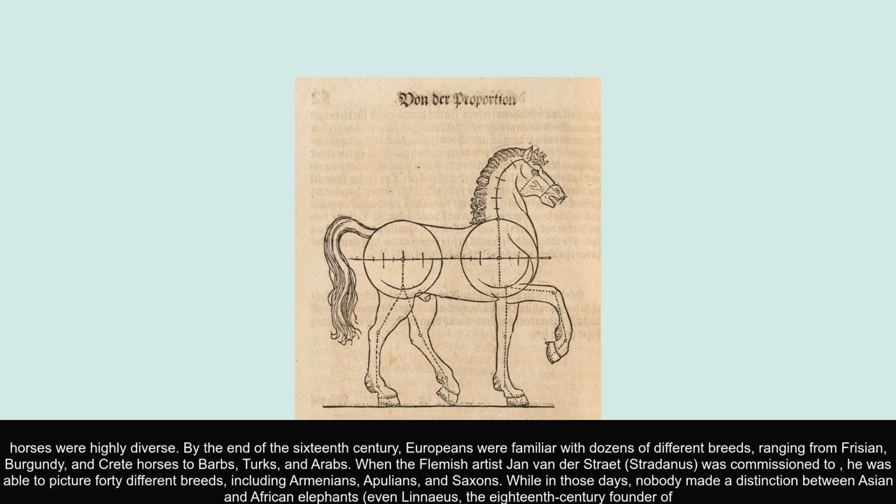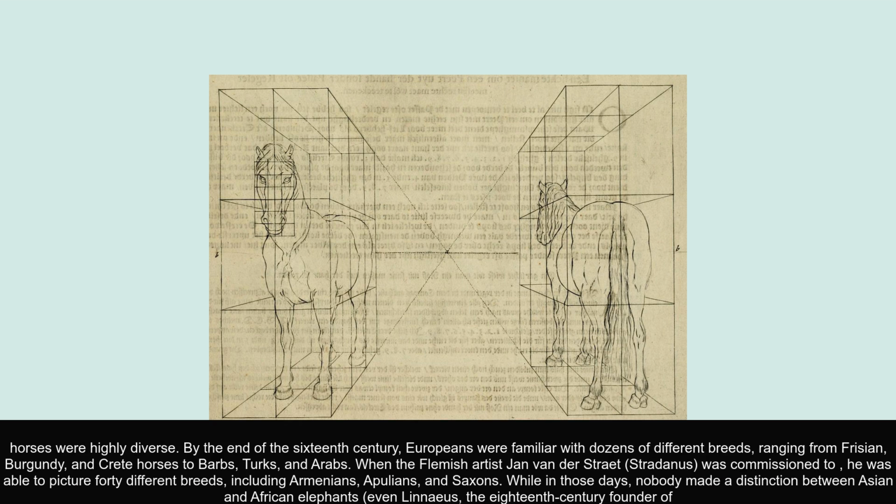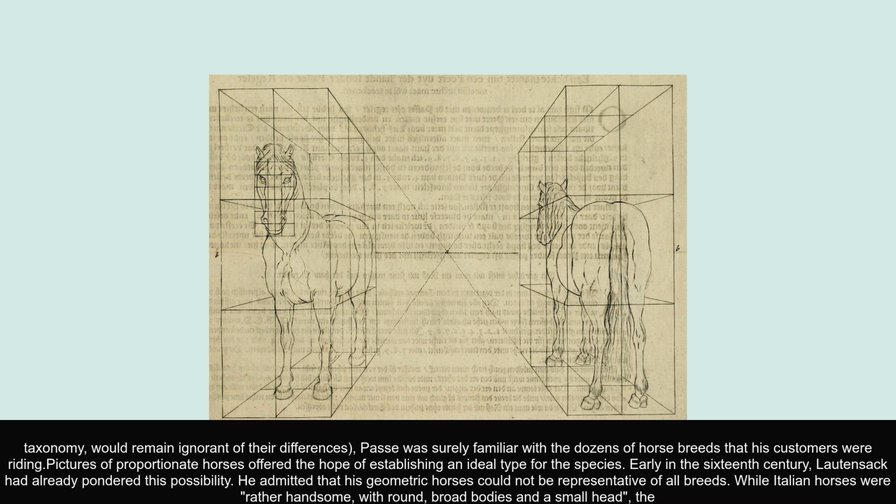Moreover, horses were highly diverse. By the end of the 16th century, Europeans were familiar with dozens of different breeds, ranging from Frisian, Burgundy, and Crete horses to Barbs, Turks, and Arabs. When the Flemish artist Jan van der Straet, Stradanus, was commissioned to draw them, he was able to picture 40 different breeds, including Armenians, Apulians, and Saxons. While in those days, nobody made a distinction between Asian and African elephants, even Linnaeus, the 18th century founder of taxonomy, would remain ignorant of their differences.